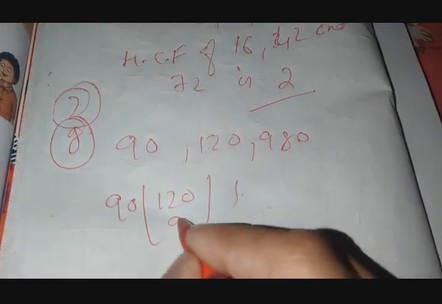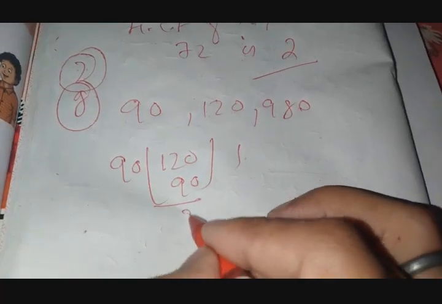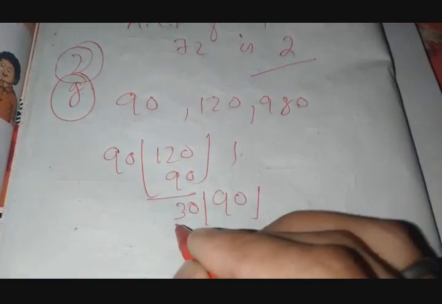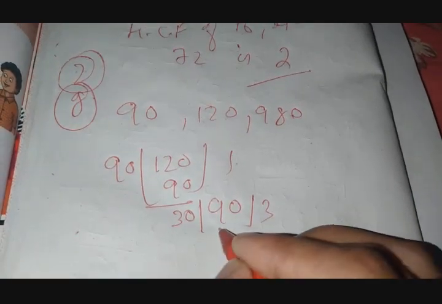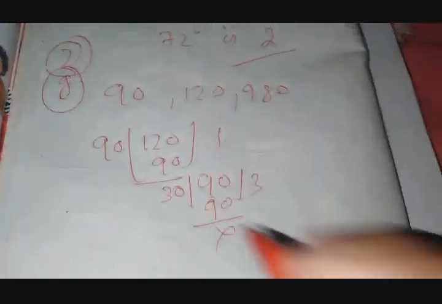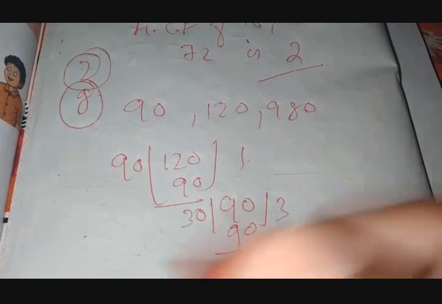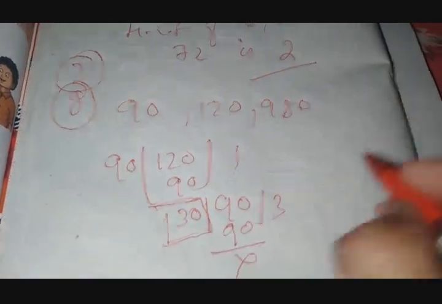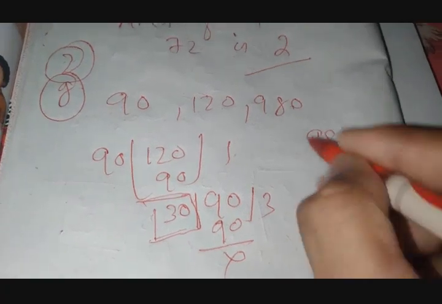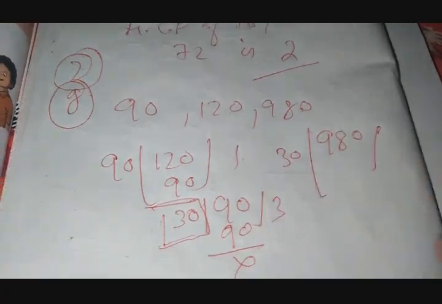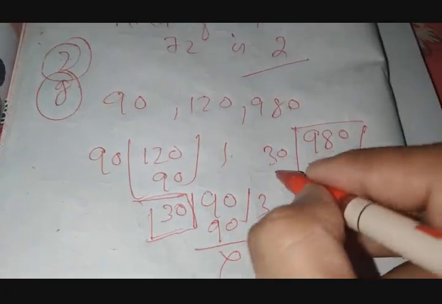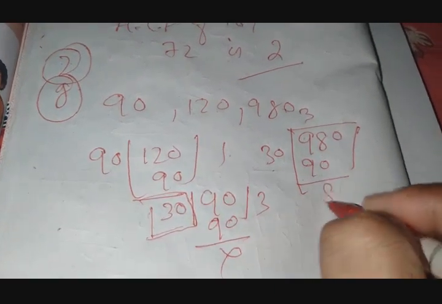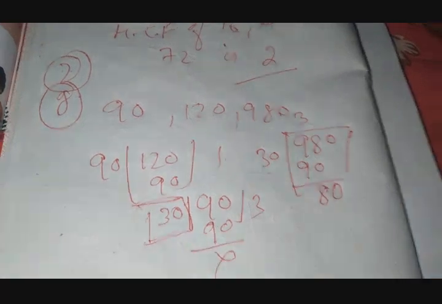120 divided by 90 is 1, and we get the remainder 30. Now divide 90 by 30. Then 3 times 30 is 90. Okay. So this 30 divides this number totally. Now this 30 we use for the largest number, that means 980. Now divide by 30. 30 times 3 is 90. We get 8 here, and we get 0.